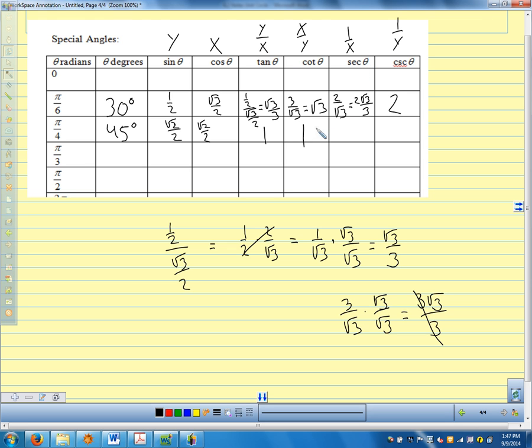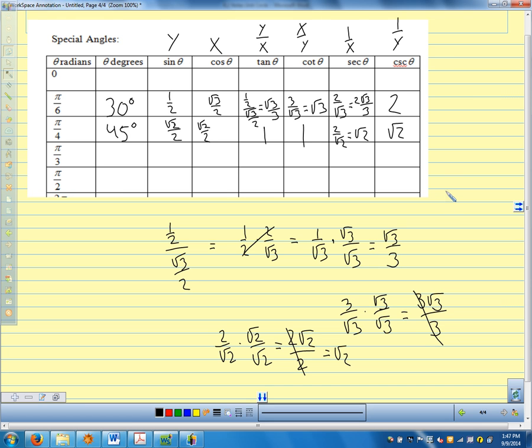Secant is 1 over x, or 2 over square root of 2, and I'm going to rationalize that. 2 over square root of 2 times square root of 2 over square root of 2. And I get 2 square root of 2 divided by 2. Those cancel, and I get square root of 2. And cosecant, 1 over y, is the same, square root of 2.